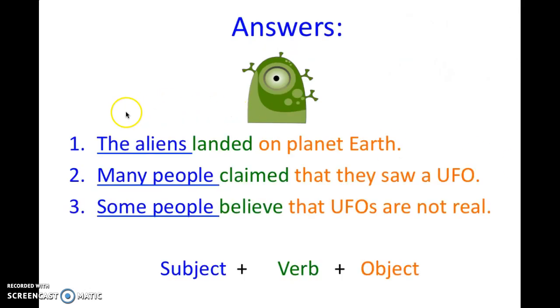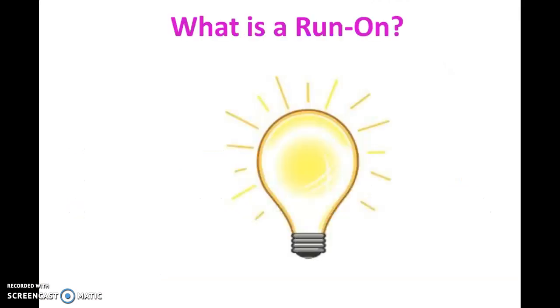So here are the answers. The aliens landed on planet Earth. The aliens is a subject. What did they do? The verb is landed, on planet Earth. Sentence 2: many people, that's the subject, claimed, that's the verb, that they saw a UFO, object. Some people, subject, believe, verb, that's the action word, that UFOs are not real. Did you get any of those right? I hope so.